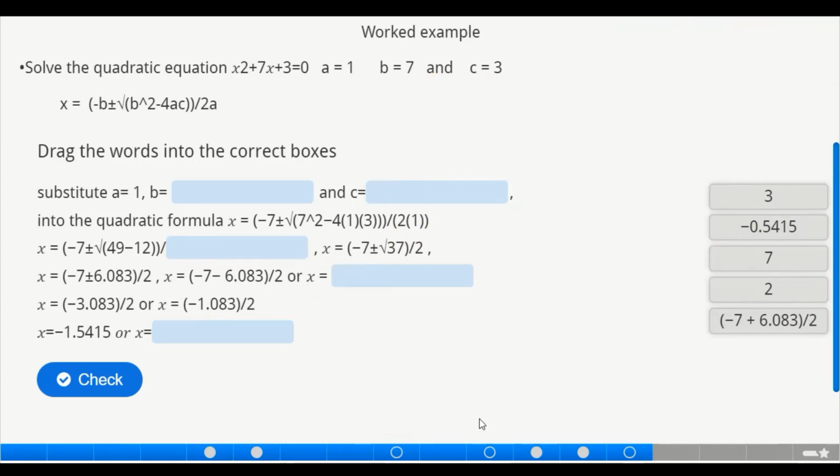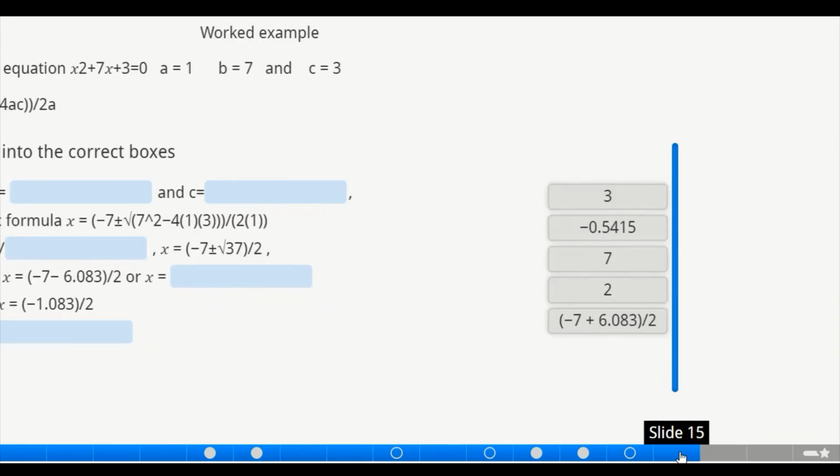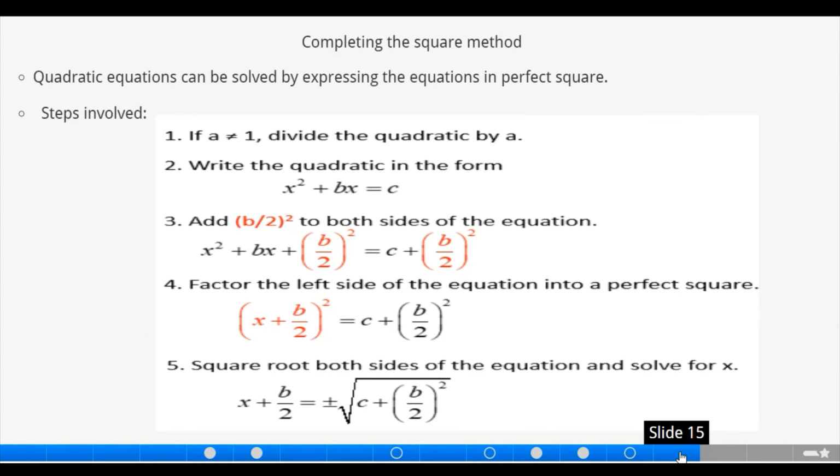Now that leads us to the next slide, and we are going to be looking at another worked example. Completing the square method is another method under quadratic equations, and we are going to be looking at the steps involved. If a is not equal to 1, we divide the quadratic equation by a. What is the quadratic equation we are talking about here? We have ax squared plus bx plus c equals 0. That's the quadratic equation we are talking about.